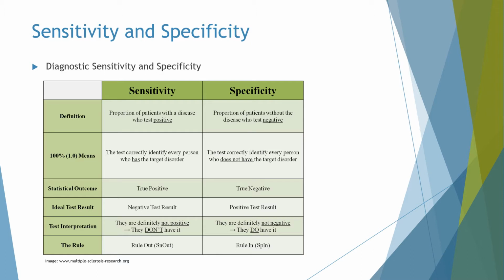So this chart is a good overview of your diagnostic sensitivity and specificity. Diagnostic sensitivity is the proportion of individuals with a disease who test positive. So a 100% sensitivity means the test is able to correctly identify every person who has the target disease. Diagnostic specificity is the proportion of individuals without the disease who test negative. A 100% specificity means the test is able to correctly identify every person who does not have the target disease.